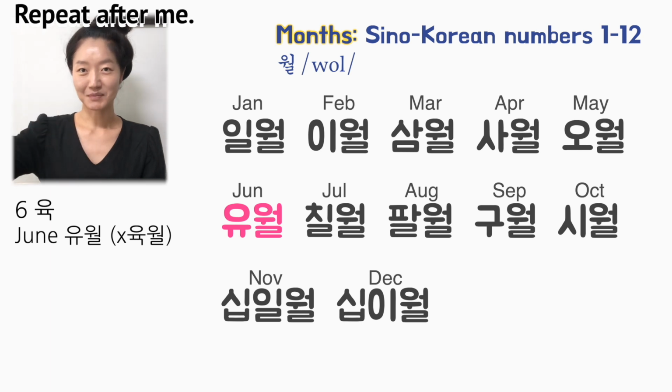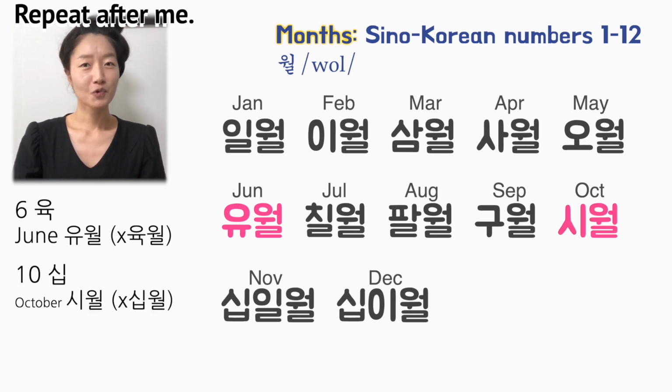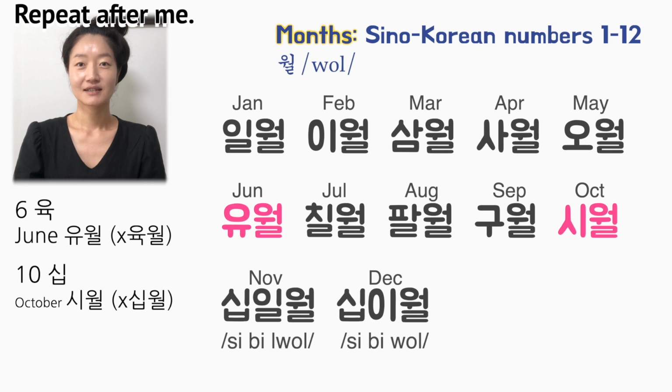The ㄱ is removed. 6월, 7월, 8월, 9월, 10월. We say 시월. The ㅂ is removed. 10월. Now, November. 11월. December.